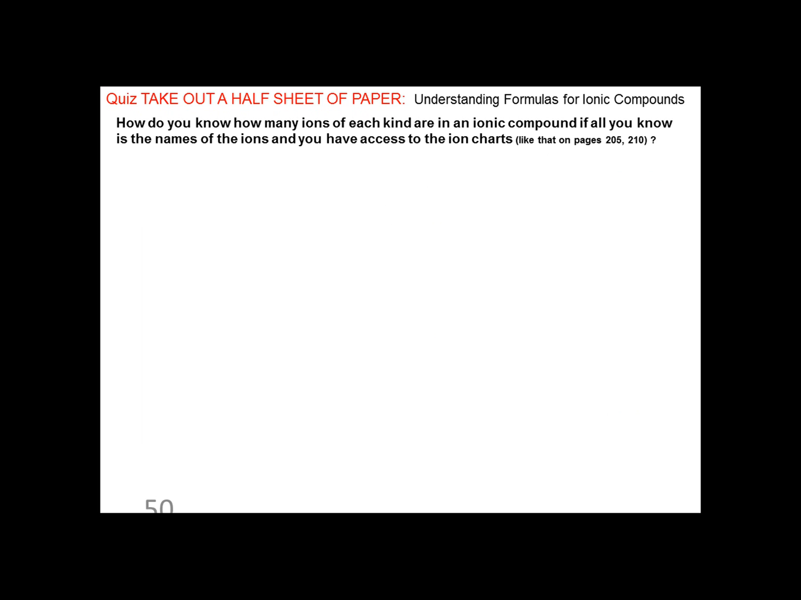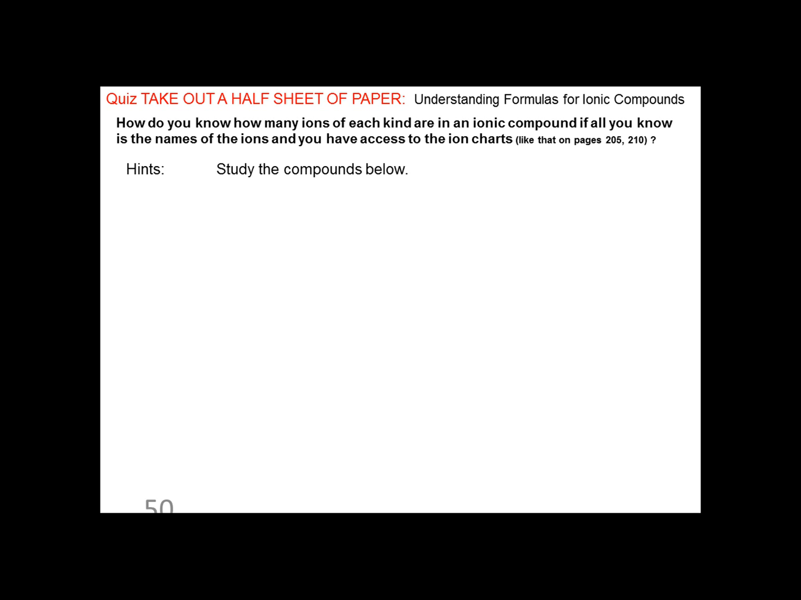Okay, now here's where I usually give a quiz to my students. Obviously I'm not going to collect this quiz from the video, but see if you can get it without looking ahead to the answer. I'm going to give you clues, and I'm going to ask you from those clues to answer this following question. How do you know how many ions of each kind are in an ionic compound, if all you know is the names of the ions, and you have access to an ion chart, of course?